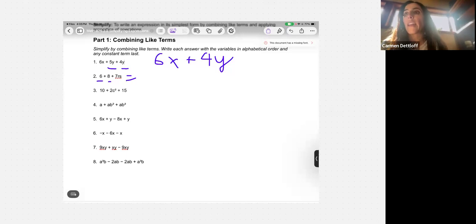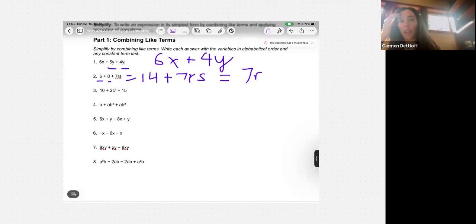4RS. And if I look at the instructions, it says write each answer with the variables in alphabetical order, any constant term last. So the way I wrote it is the right answer, but not exactly, because we want to have it written where the variables come first. So I'm going to write 4RS plus 14. Okay, I will let you try 3 on your own, and then let's look at number 4.